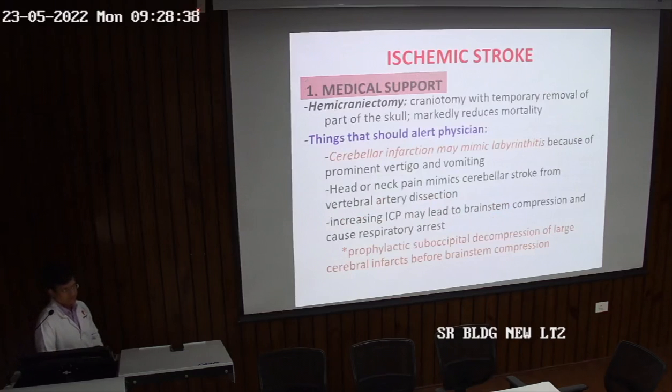If the patient is having a large infarction, if we go for the CT scan and the CT scan shows that the patient is having a large infarction, in those cases we may require hemicraniectomy. What is hemicraniectomy? That is a craniotomy with temporary removal of part of the skull, which reduces the mortality. So it has been seen that when these patients go for hemicraniectomy, the chances of prognosis are better in these patients rather than those patients who get only the medical treatment.